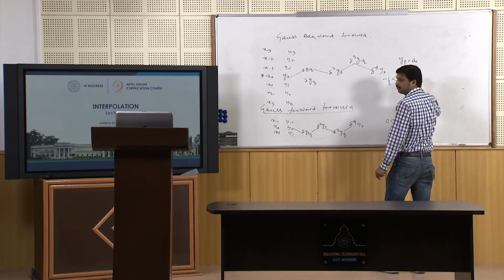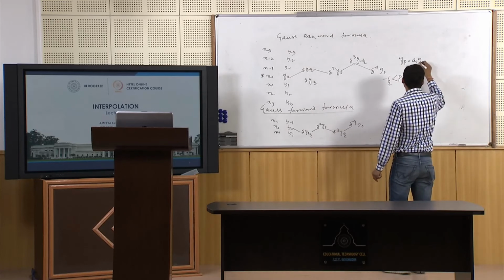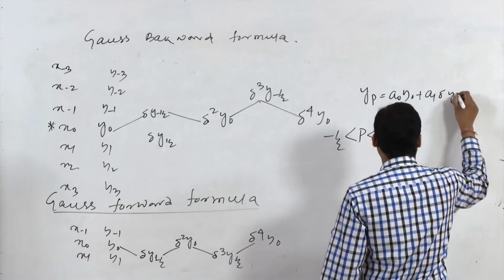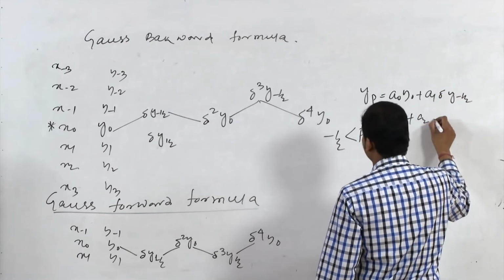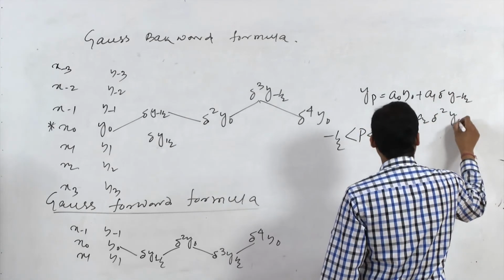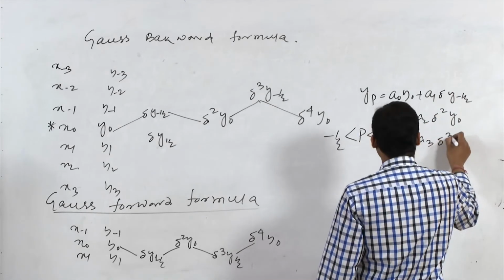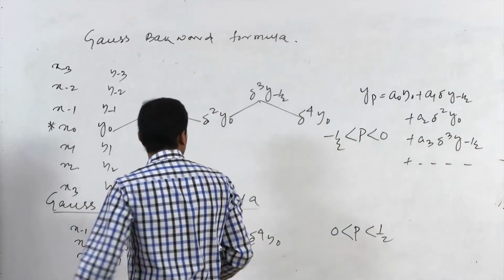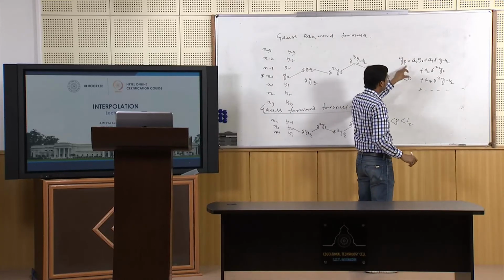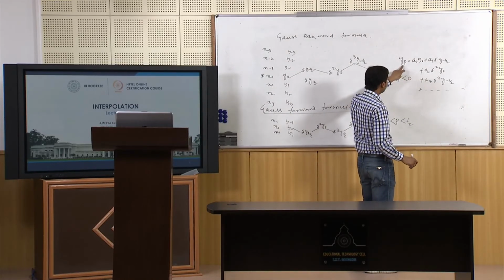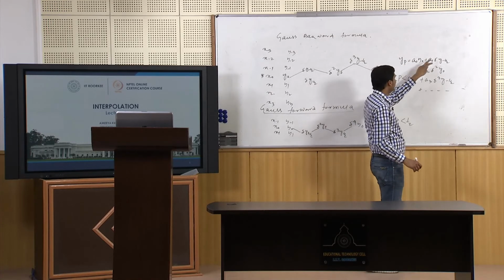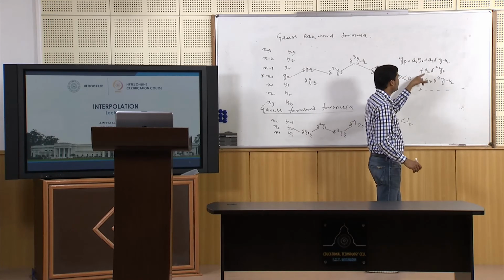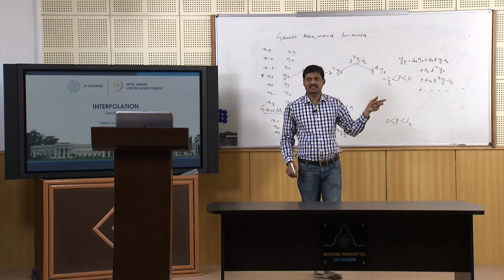So yp can be written with the first term a0 y0, then a1 delta y of minus half, a2 delta square y0, a3 delta cube y of minus half, and likewise. Since we are expressing yp in this form, if we express yp in terms of delta and compare the coefficients on both sides, we can obtain the values of a0, a1, a2, a3, all these coefficients.